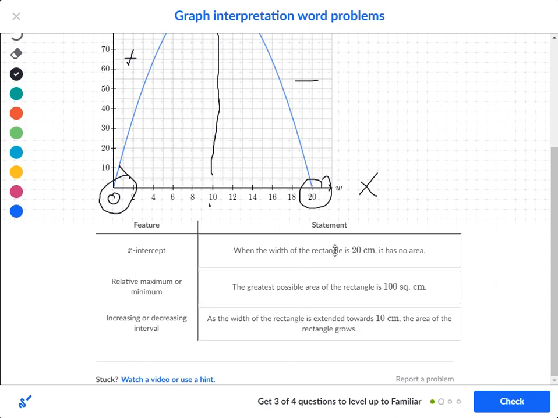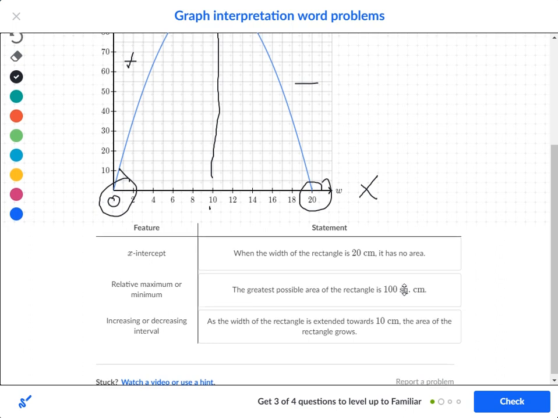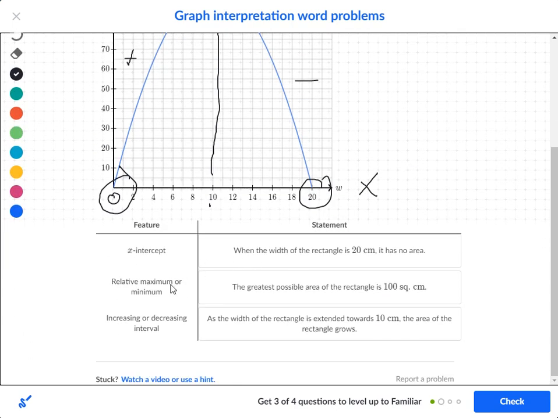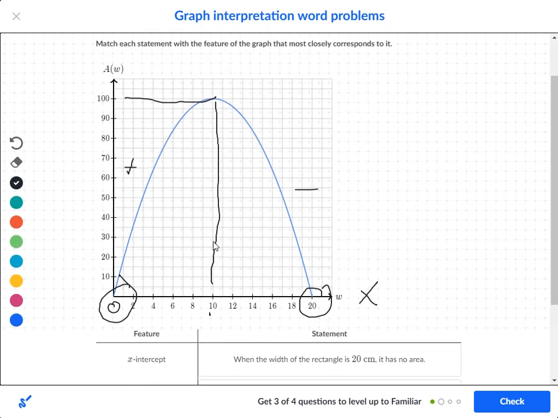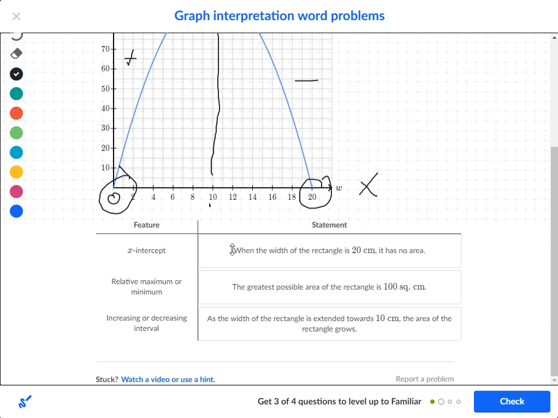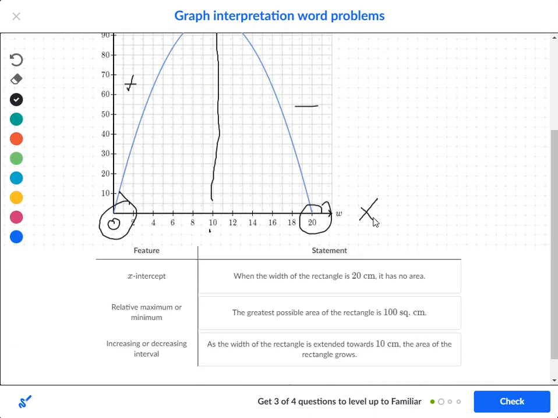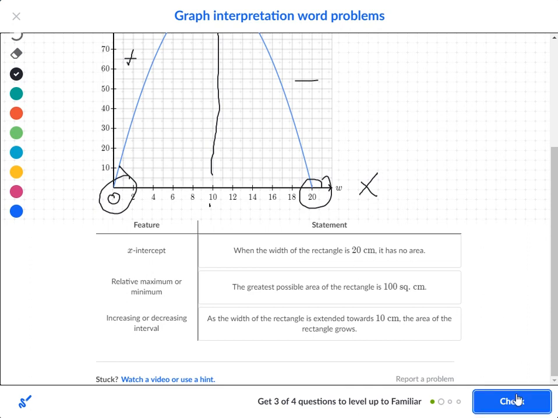should be the correct answer, because we have the 20 for the x-intercept. The highest point is at 100. That's our maximum. And then for the increase and decrease, if you look at the 10, the statement is talking about the 10, and the 10 cuts it in half, so we definitely see the increasing, and then we see the decreasing.